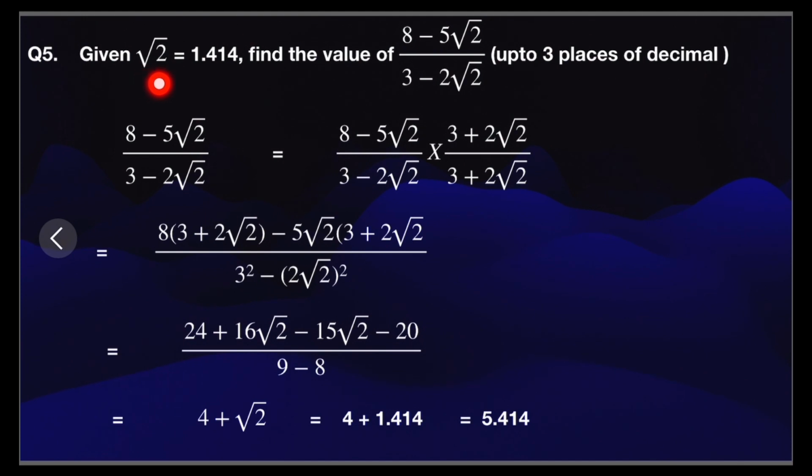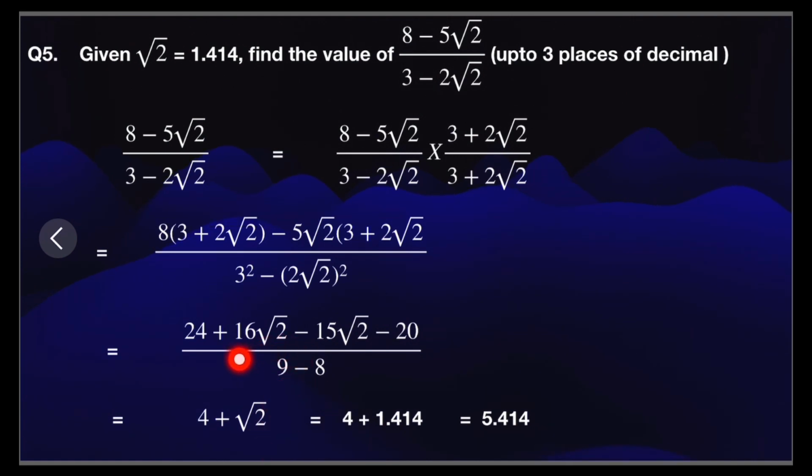Question 5. Given √2 is equal to 1.414, find the value of this expression up to 3 places of decimal. So take the expression, rationalize the denominator, multiply it by (3 plus 2√2) upon (3 plus 2√2). Once you multiply this, the numerator you can simplify. Denominator will be what? 3 square minus (2√2) whole square. So you simplify the numerator. This will be 9. This will be 4 into 2. 4 2s are 8. 9 minus 8, that is 1. And if you simplify this, you get 4 plus √2.